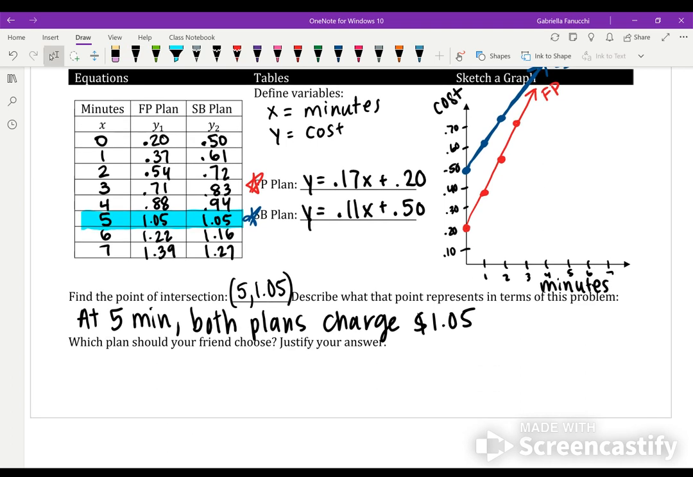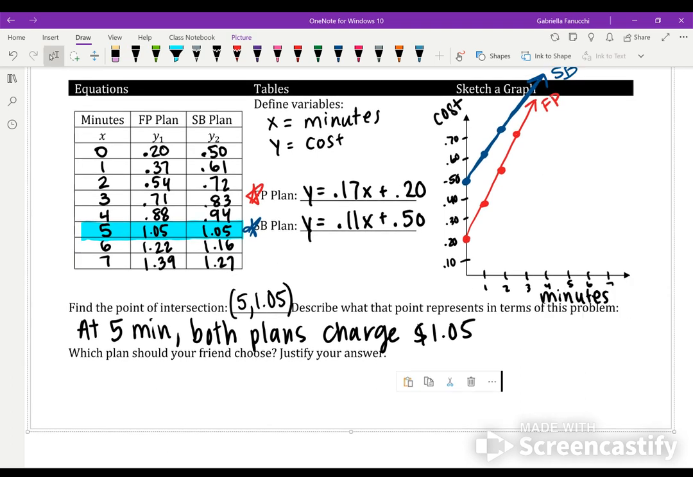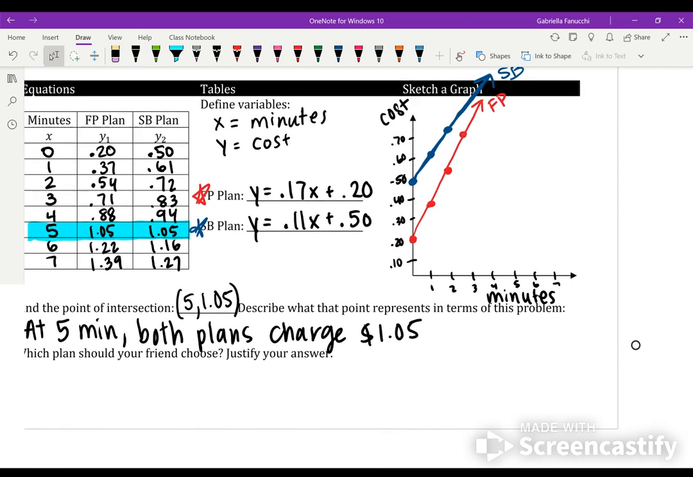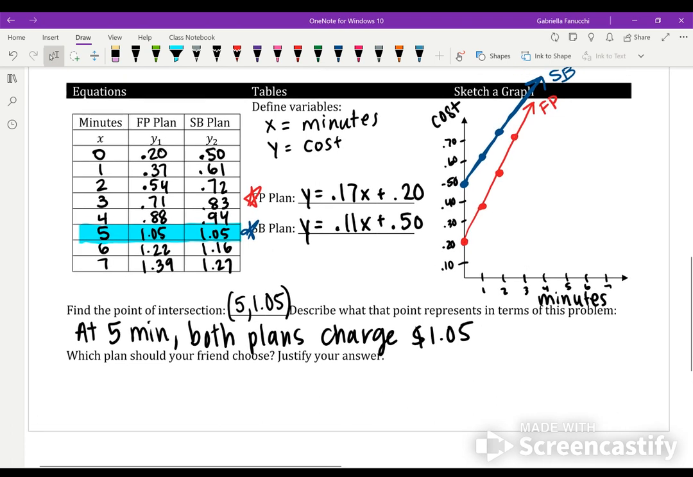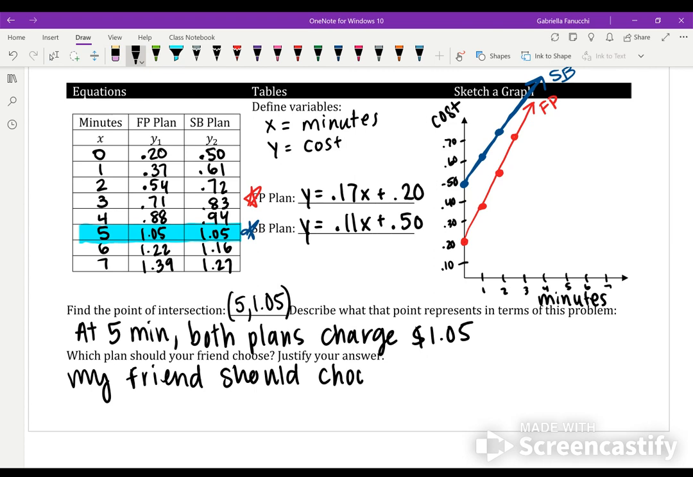Which plan should your friend choose? Justify your answer. Well, let's look after 5 minutes. We know at 5 minutes they're both the same. So after 5 minutes, who's actually going to be cheaper? At 6 minutes, the frequent phoner is $1.22. At 6 minutes, the small business plan is $1.16. So obviously, I'm going to tell my friend to go the cheaper route. So my friend should choose the small business plan.